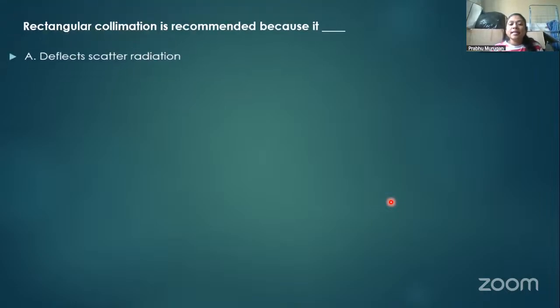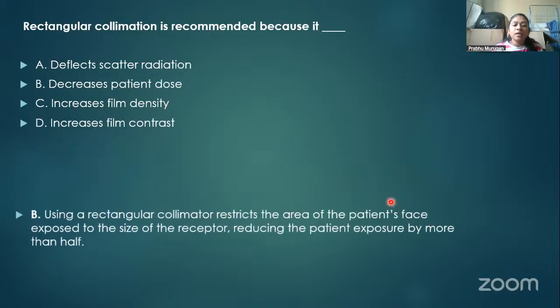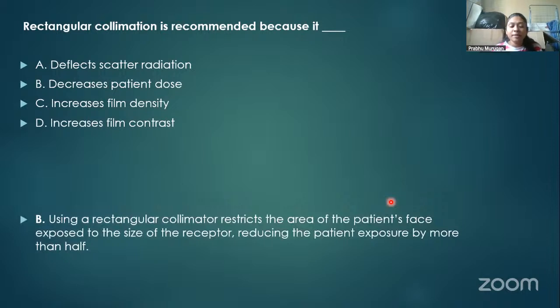Okay, so rectangular collimation is recommended, because this one I just discussed with you. The reason is it is going to restrict the area of the patient's face that is exposed to the size of the receptor, that is your X-ray film or your X-ray sensor. So the patient exposure is reduced to more than half.